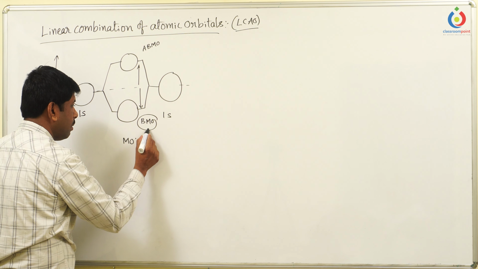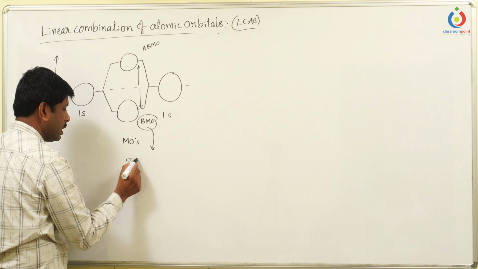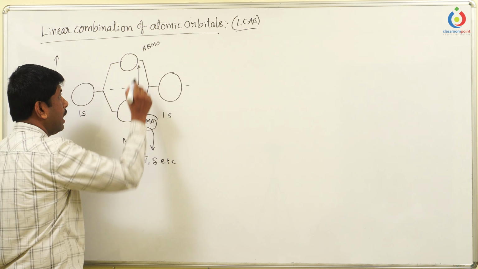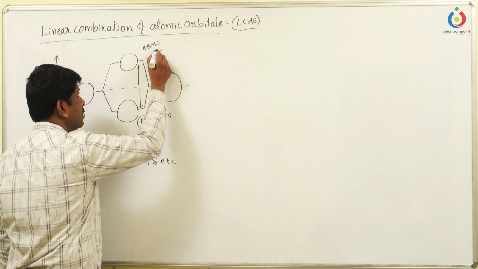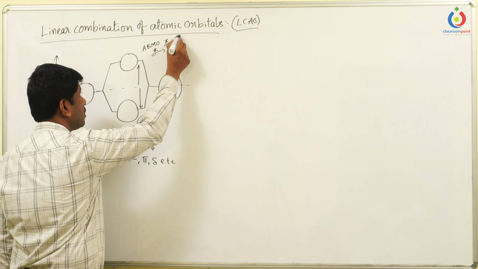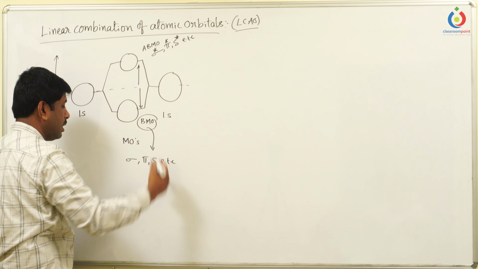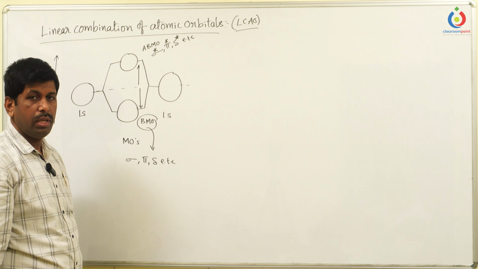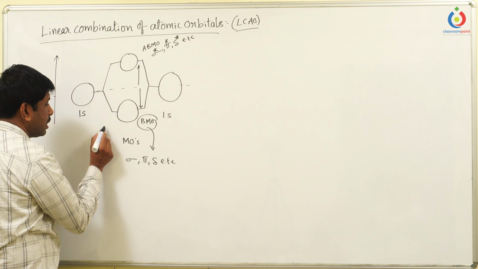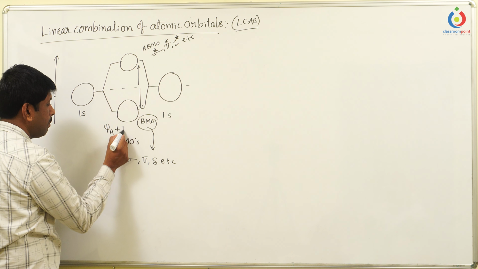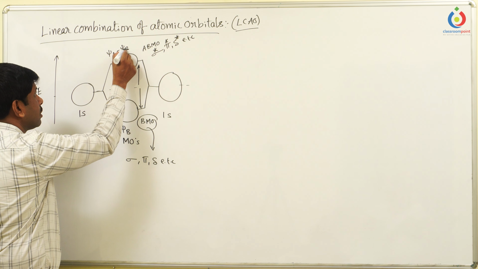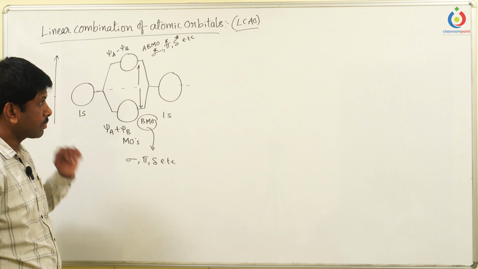Usually bonding molecular orbitals are given the notations sigma, pi, delta, etc. Anti-bonding molecular orbitals are given the notations sigma star, pi star, delta star, etc., only to differentiate the bonding molecular orbitals from the anti-bonding molecular orbitals. So in this way, these orbitals are formed by overlapping of psi A plus psi B, additive interaction, and these are formed by subtractive interaction of the atomic orbitals.